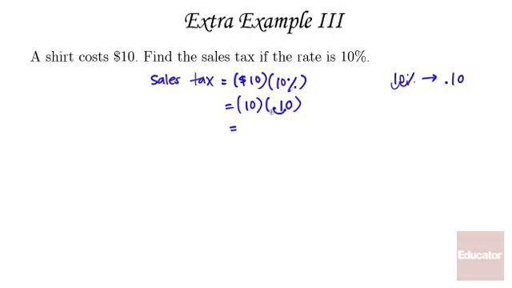So 10 times 0.10, or 0.1, is 1.0. Remember, I moved the decimal place over once because of that number. So it's 1.0, which is the same thing as 1, right? So my sales tax is going to be $1. That's how much I have to pay in sales tax for my shirt that costs $10 if the tax rate is 10%. Okay.